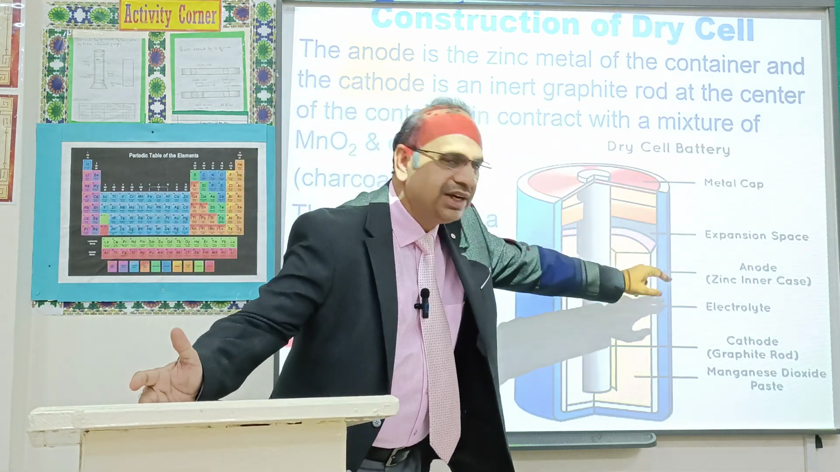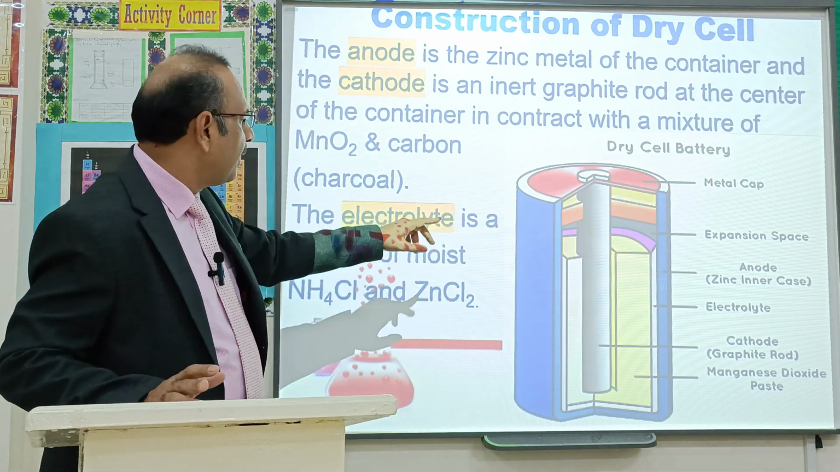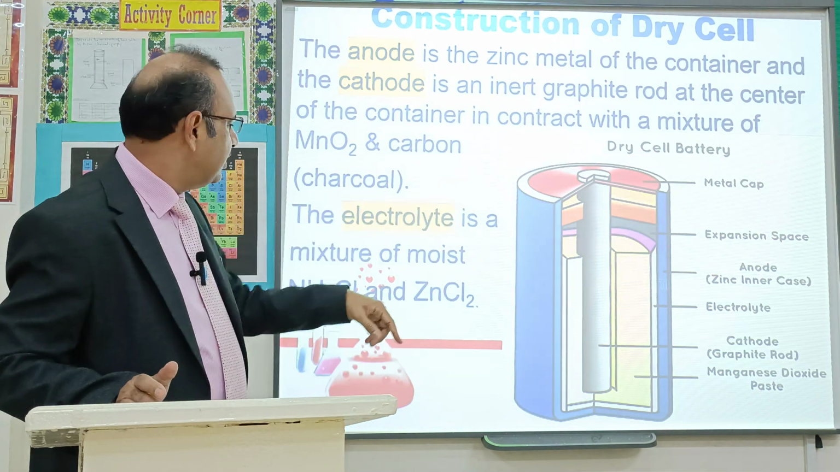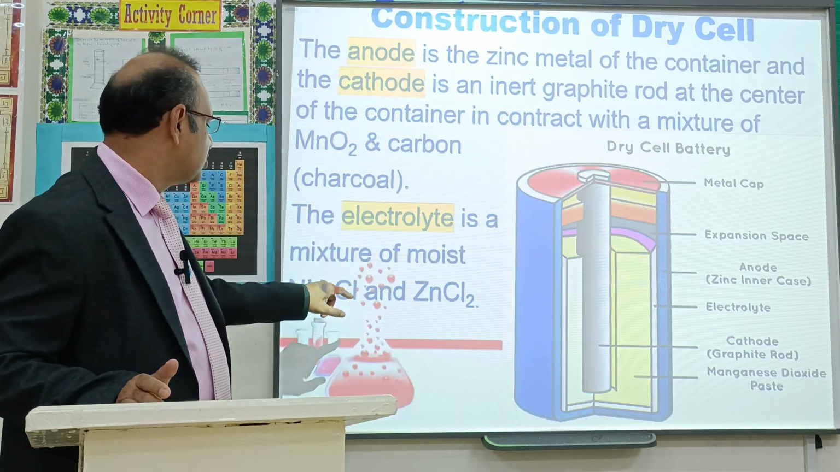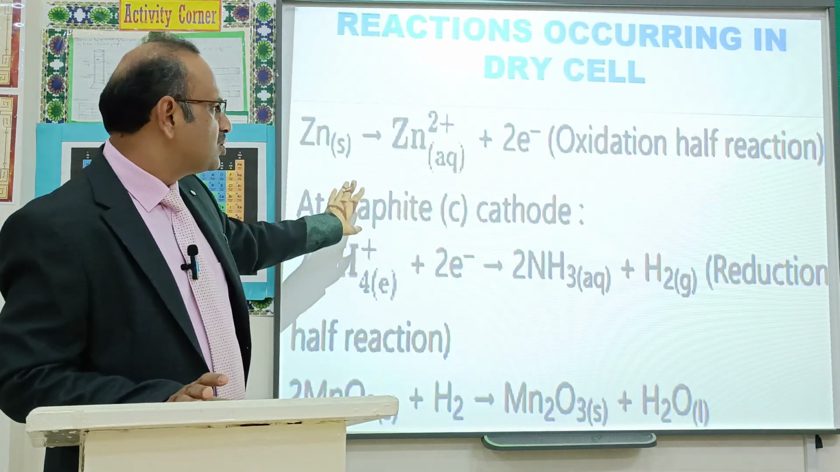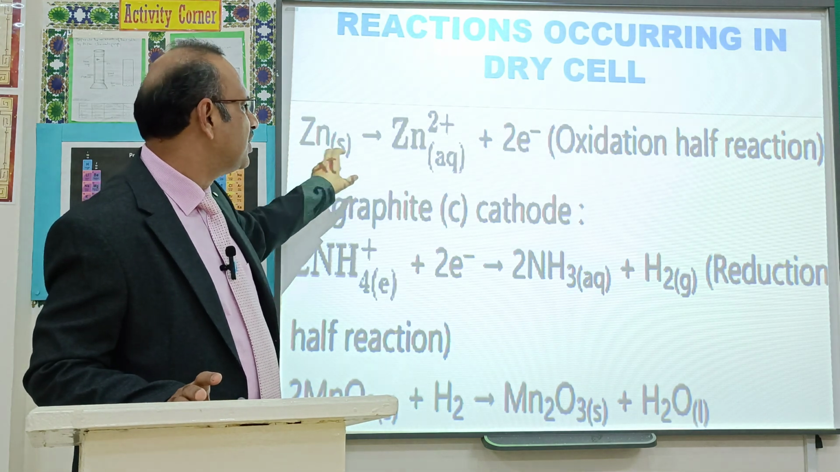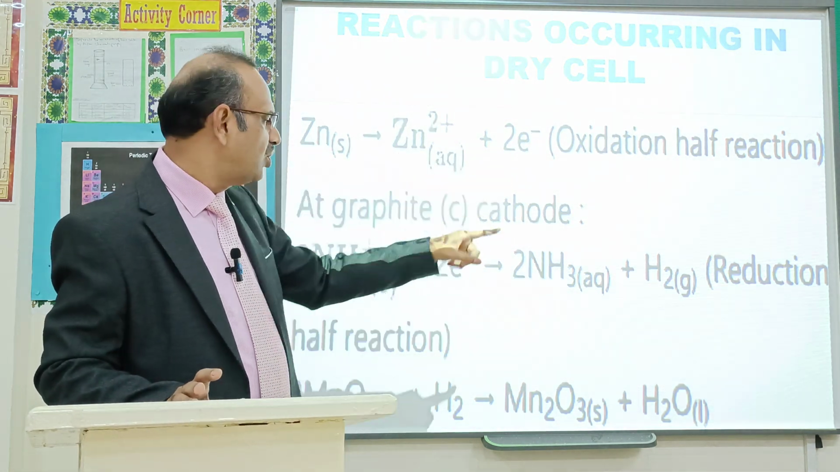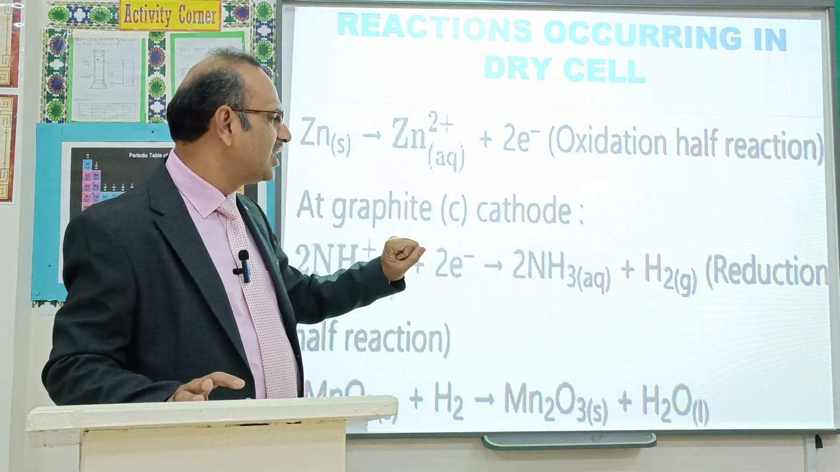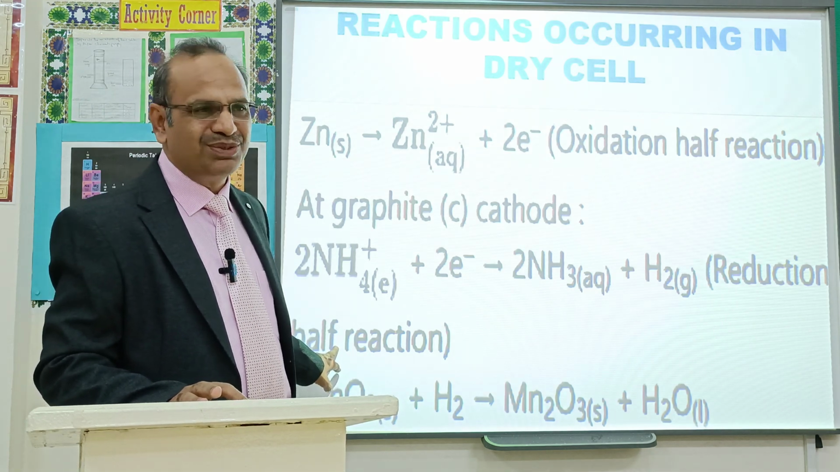Look, it is zinc and it is the anode. And which one is the cathode? The cathode is this one, the graphite rod. And the electrolyte is a mixture of moist ammonium chloride and zinc chloride. The reactions taking place in this dry cell are: zinc changes into zinc ion giving electrons, and these electrons are absorbed by the ammonium ion, giving ammonia gas, and hydrogen gas is also produced. So an overall redox reaction takes place.